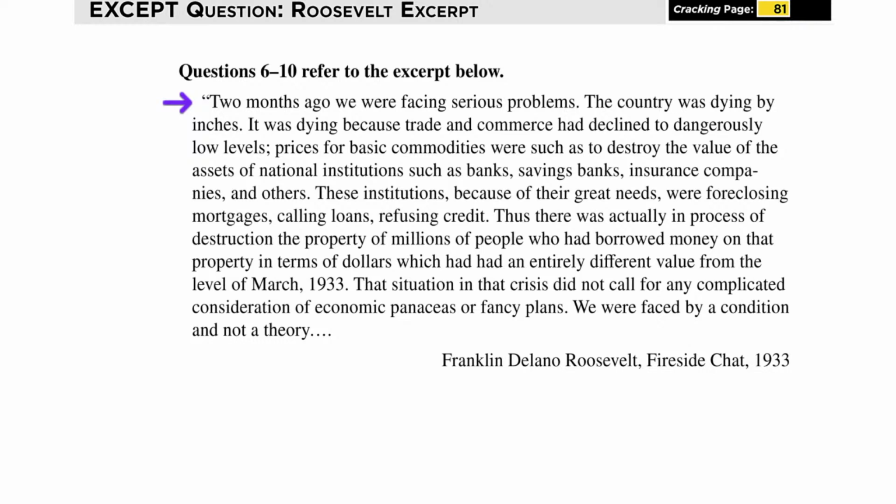Two months ago, we were facing serious problems. The country was dying by inches. It was dying because trade and commerce, there it is, had declined to dangerously low levels. Prices for basic commodities were such as to destroy the value of assets of national institutions such as banks, savings banks, insurance companies, and others. These institutions, because of their great needs, were foreclosing mortgages, calling loans, refusing credit. Okay, so he's definitely talking about the Great Depression.